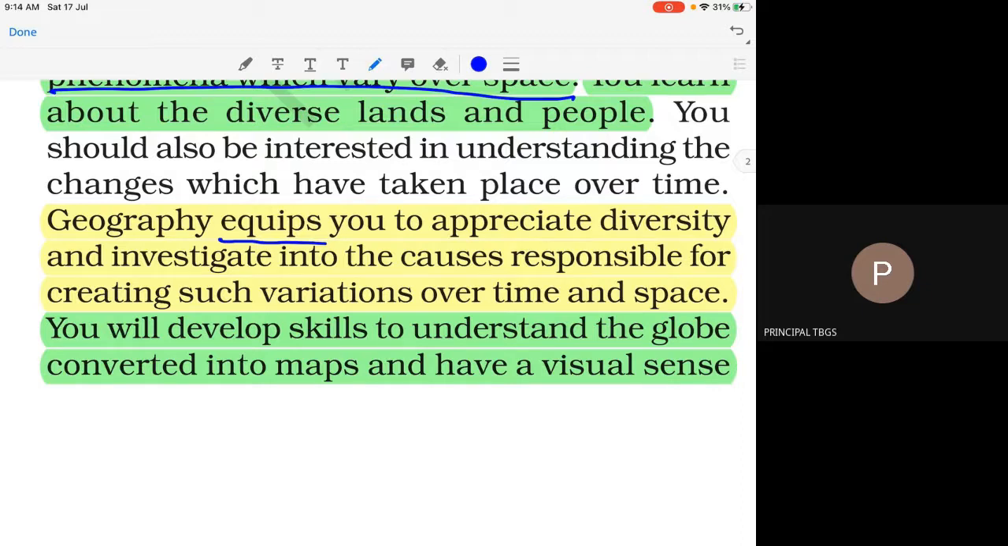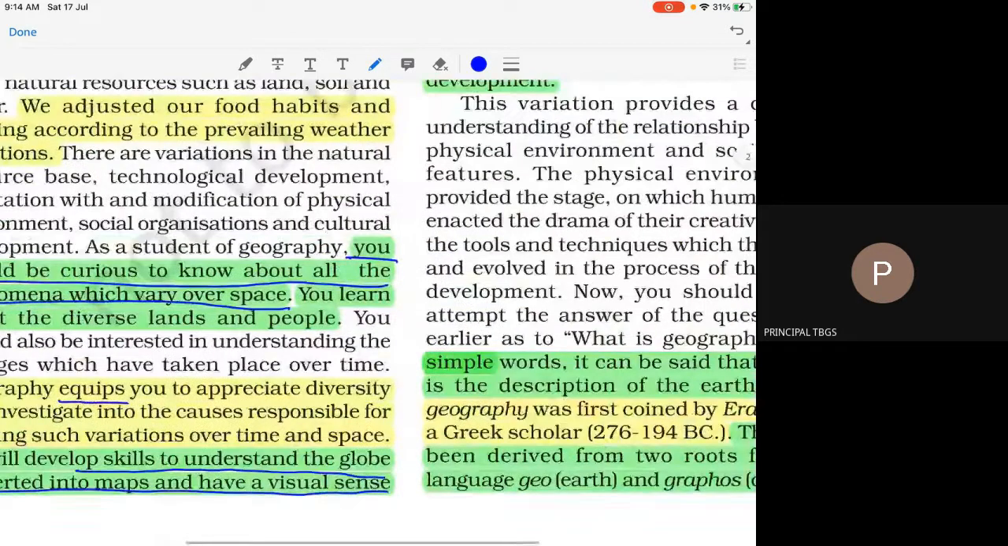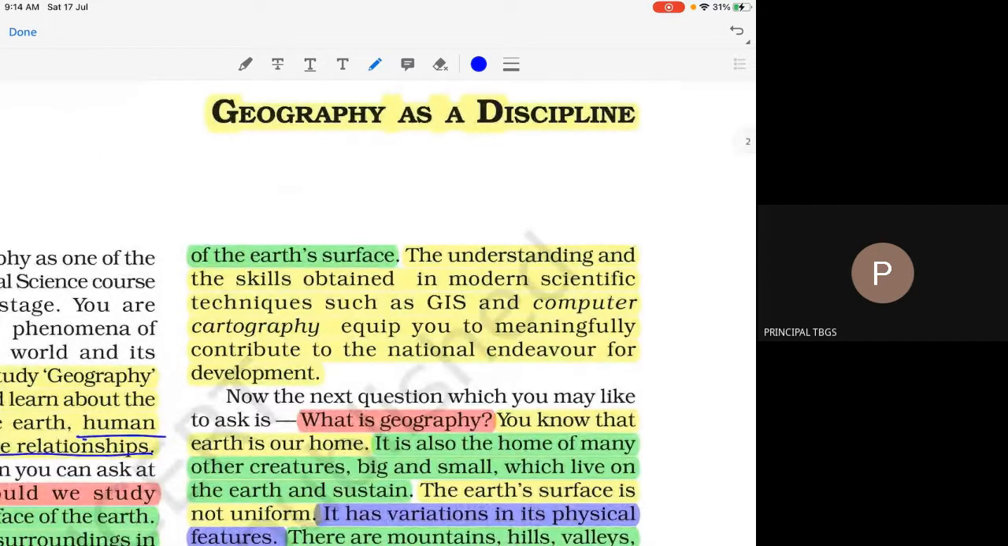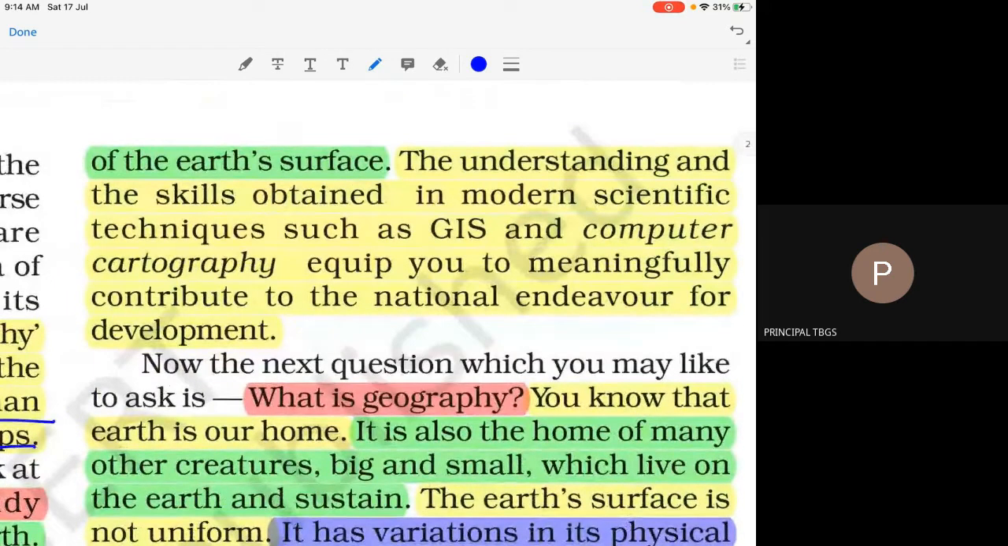And by studying geography you will also develop the skills to understand the globe, convert it into the maps and have the visual sense of the entire earth surface. And the understanding and the skills obtained in the modern sciences and technologies such as GIS and computer cartography equipment to meaningfully contribute to the national endeavor for the development.